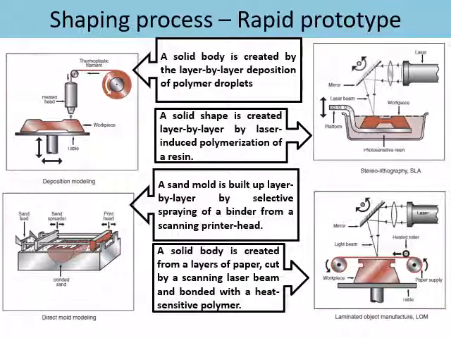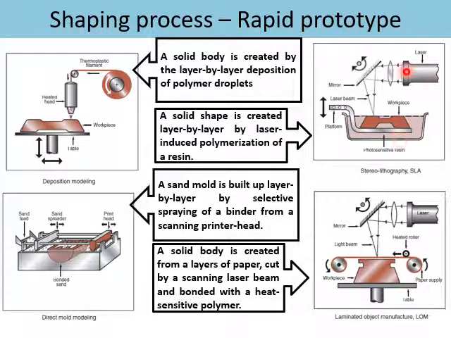These are the common methods used for rapid prototyping. The 3D printer is an example of deposition modeling, where you heat the plastic filament such as ABS, and move either the nozzle or the stage to get the desired 3D shape.